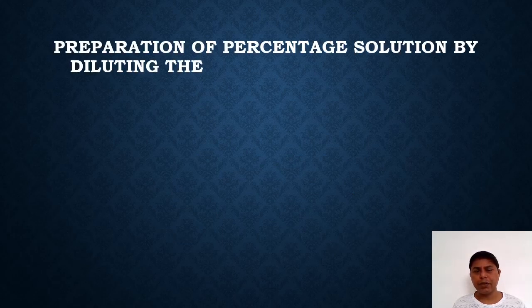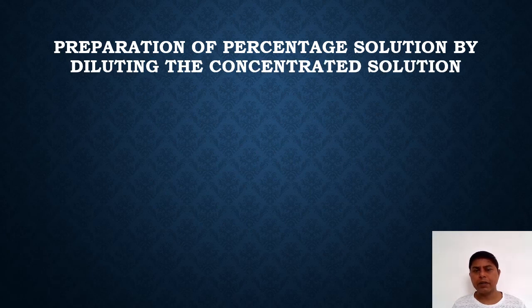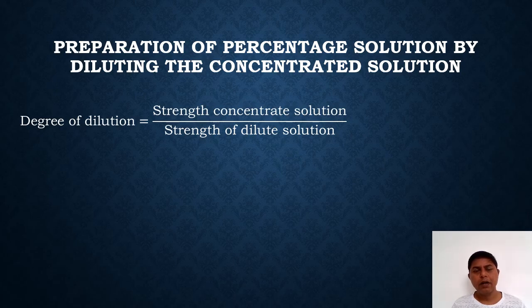Preparation of percentage solution by diluting the concentrated solution. There are different formulas given for calculating the percentage solution, and also for dilution of concentrated solution. The one which is most important and most widely used is the degree of dilution, which is equal to strength of concentrated solution upon strength of dilute solution.